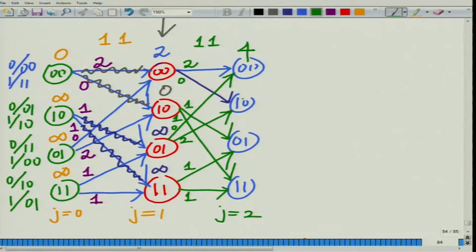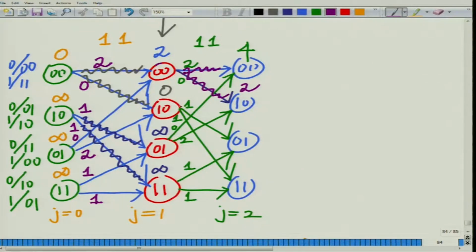Do not forget to mark the minimum distance path, that is the branch between 0 0 and 0 0. Now for 1 0, I can come from 0 0, the distance is 2 plus 0, or I can come from 0 1, distance is infinity plus 2. So needless to say the minimum distance is 2 plus 0 from 0 0, so that is 2, and this is the minimum distance branch.